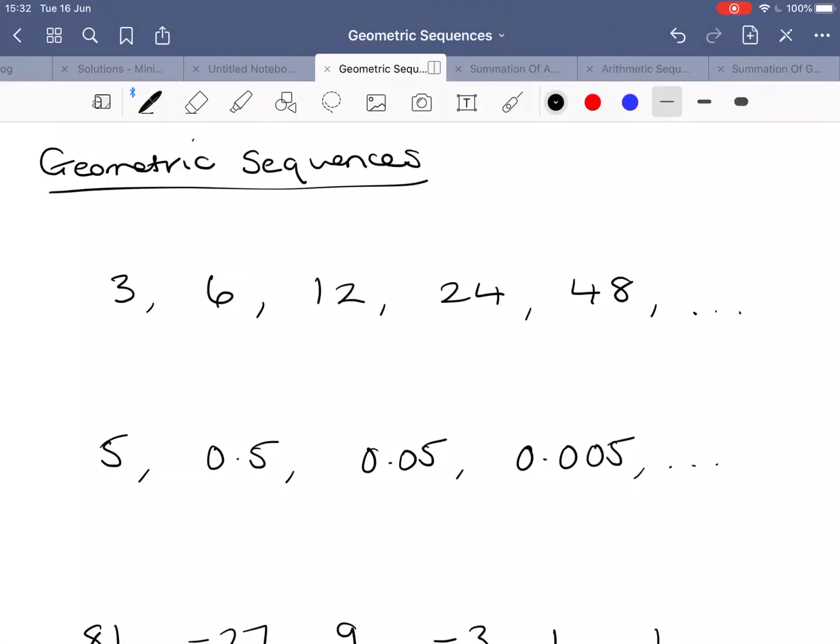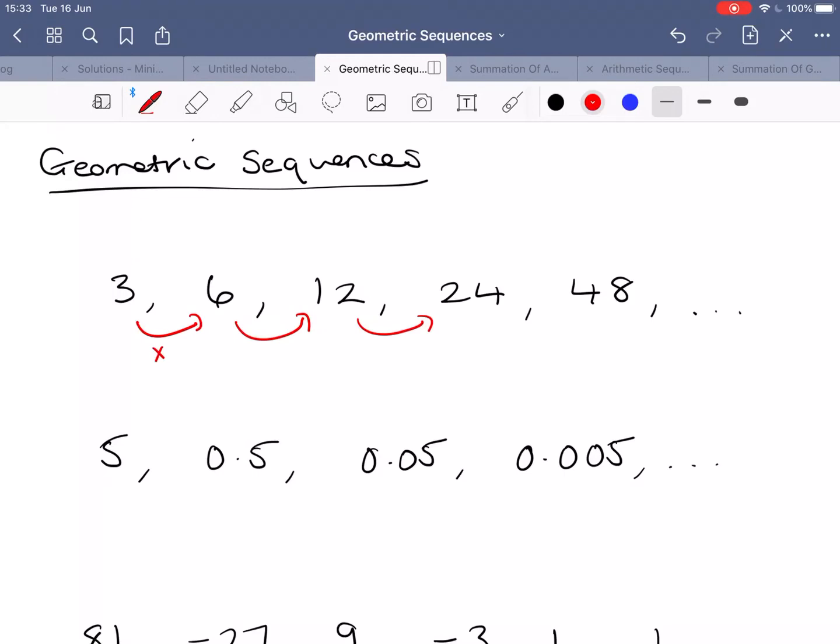Okay, so last lesson we looked at arithmetic sequences and series where you had a common difference. Today we're going to look at geometric sequences and next lesson series. And geometric sequences look like this, which again you will have seen at GCSE. But rather than having a common difference, they have a common ratio. In other words, there's a multiplicative factor.